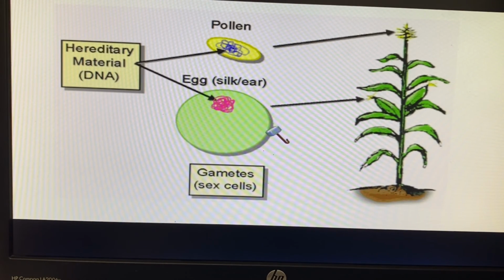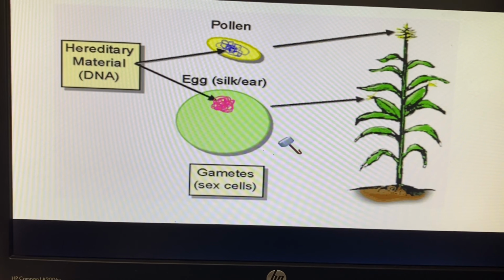Anything that reproduces sexually makes gametes: plants, animals, most fungi. I shouldn't say all plants and animals, most. And there are a lot of organisms, a lot of plants especially, even some animals, that can go either way. They can do sexual reproduction or asexual reproduction.